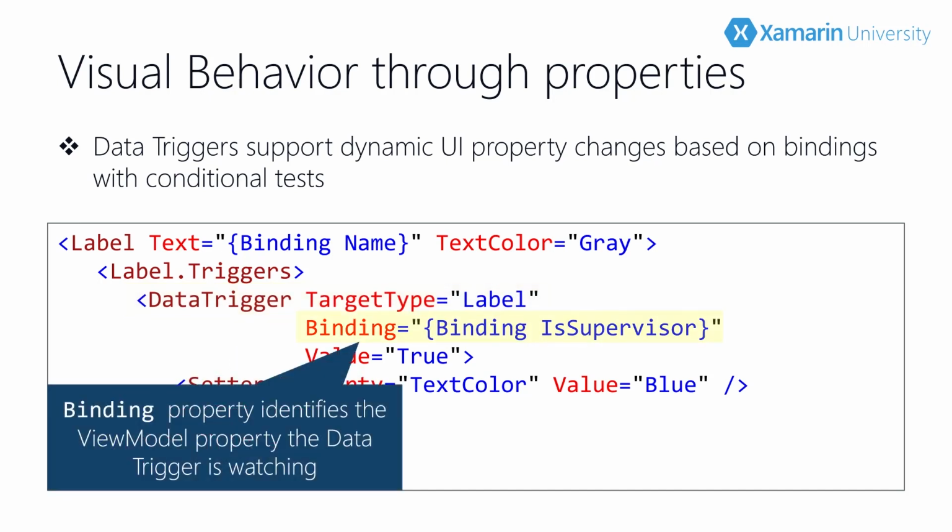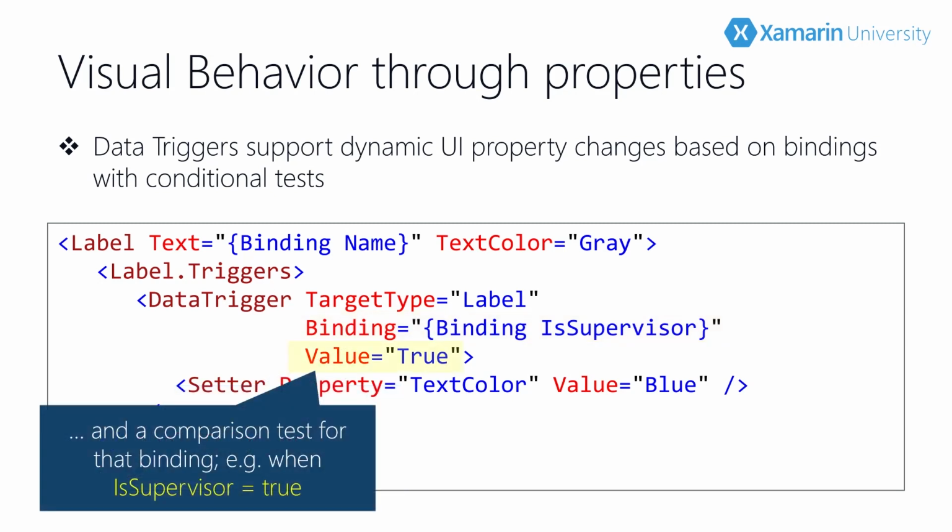The data trigger has a binding set to our property in the ViewModel. So in this case, here we're watching a property named supervisor. Next, we provide a comparison value for the binding. Here we're going to watch the isSupervisor property and wait until the value is true. And this, of course, requires that the property do the normal property change notification so that the binding can see the changes when they happen at runtime.